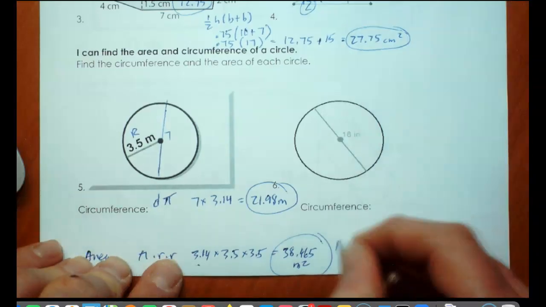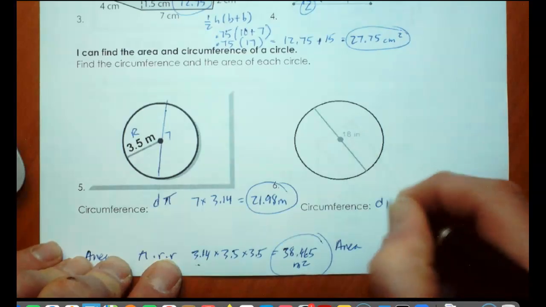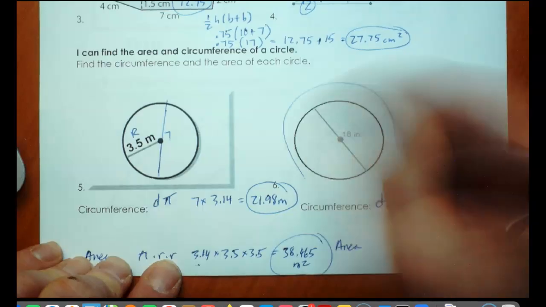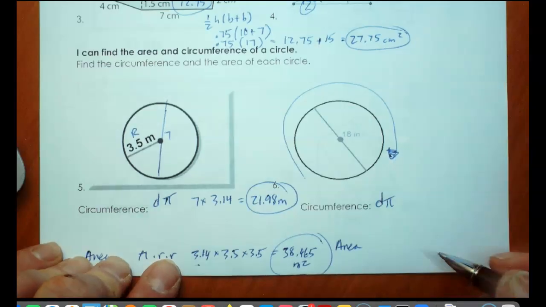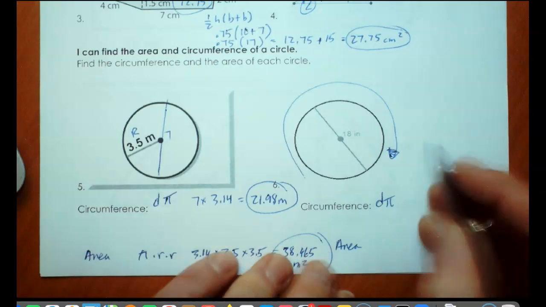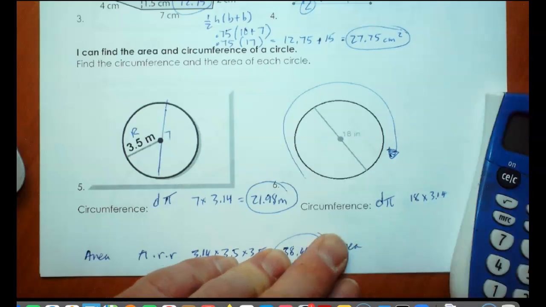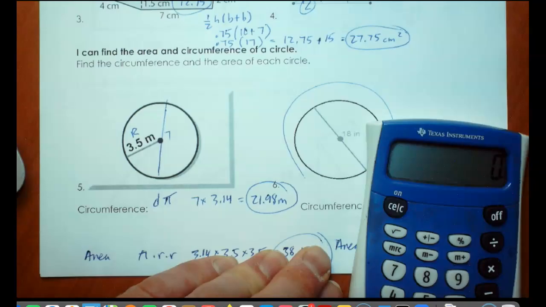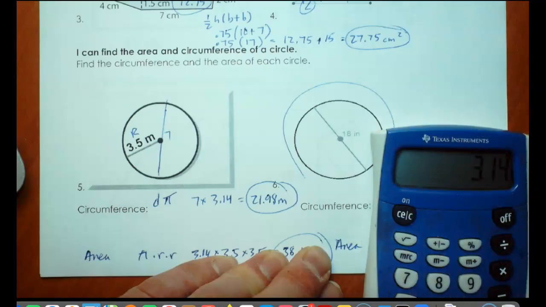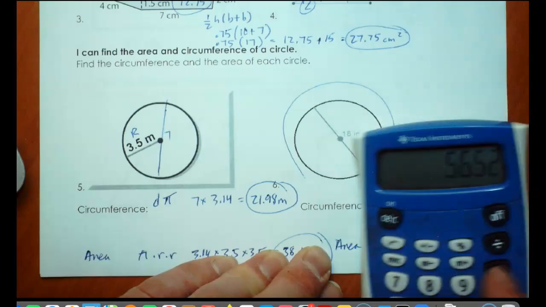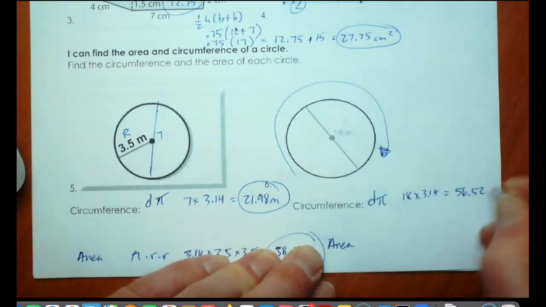Okay, let's get the circumference and the area of this one too. This time we have the diameter, so again, d pi is our formula. Diameter times pi is around. It's like the pi is round, but d pi is around. Diameter times pi. All right, so let's take the diameter. 18 times 3.14. This is going to be about 56. 18 times 3 is 54. We got a little extra there. 18 times 3.14 equals 56.52, and that's going to be inches.